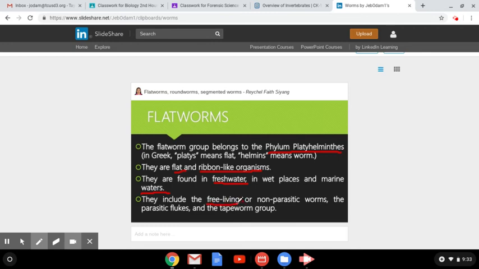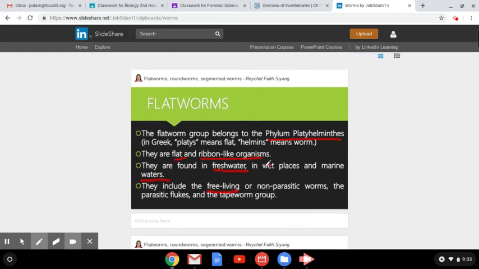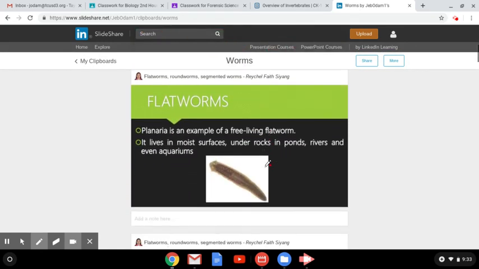They can be free living, which means they can feed, they hunt, they can do whatever they want, or they can be parasitic, or non-parasitic. But most of them are going to be in the tapeworms and parasitic groups here. Okay, so those are some of your flatworm characteristics.